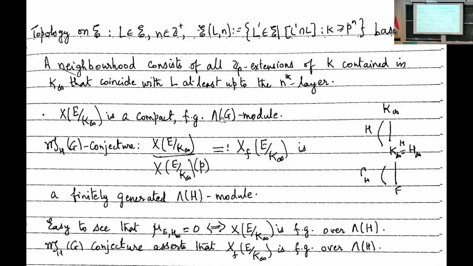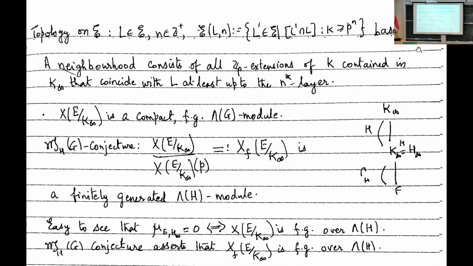But there is a stronger conjecture which says that once I kill the p part, remember there was even a structure theorem for this. You had a p torsion part where the denominator was p, which was giving us the mu invariant, and then the Zp part. So this M_H(G) conjecture says that if I kill the p primary torsion part, then what remains in fact has to be finitely generated over this subalgebra.